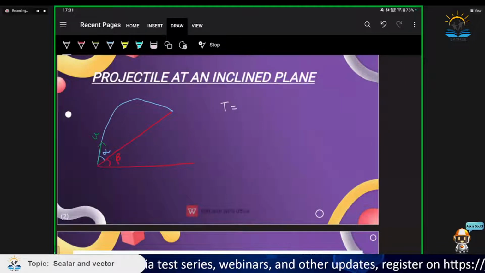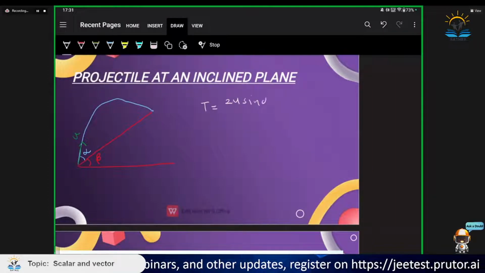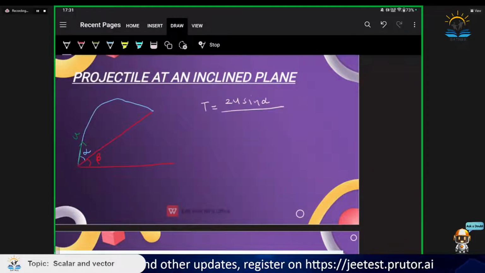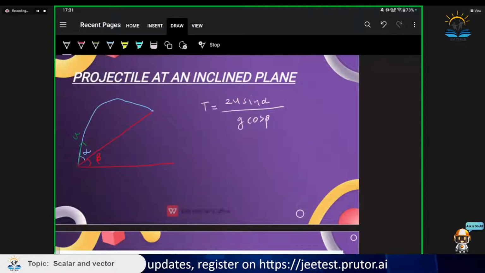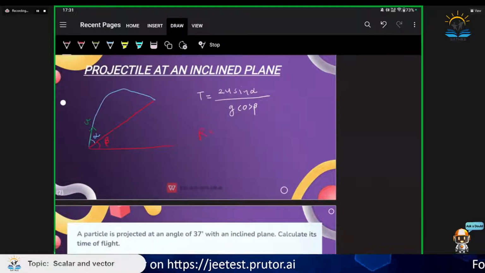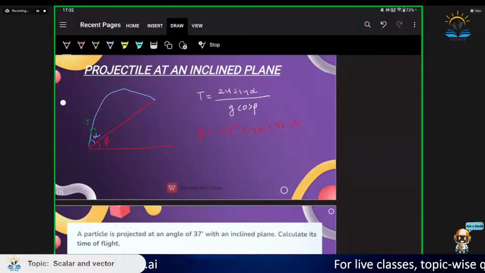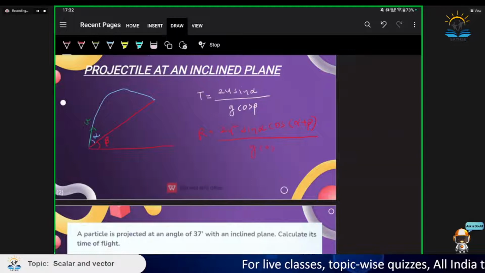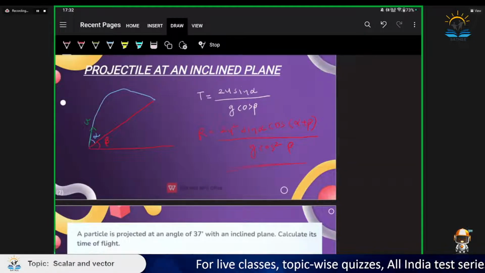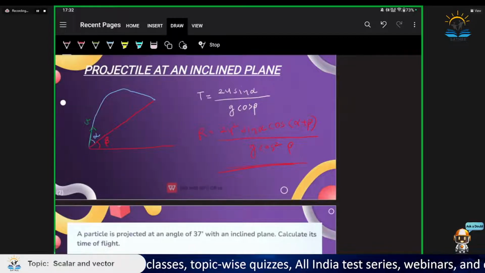Time of flight will be 2u sin alpha divided by g cos beta. This will be the equation for time period. The equation for range is a little more complicated. You have to learn this by heart: R equals 2u square sin alpha cos of (alpha plus beta) divided by g cos square beta.